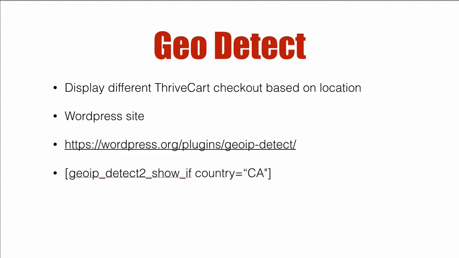And there's a very specific plugin. There's multiple plugins you could use. We're going to use the Geodetect plugin. And then at the very bottom is showing basically the shortcode that you're going to need to embed on your page that you want to display the checkout. So let's dive right in.